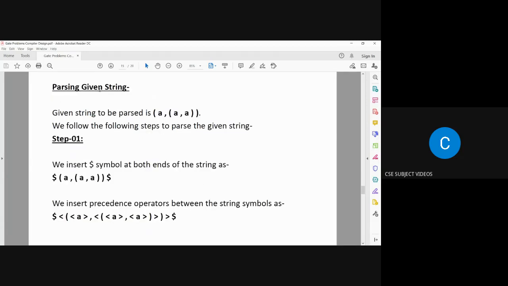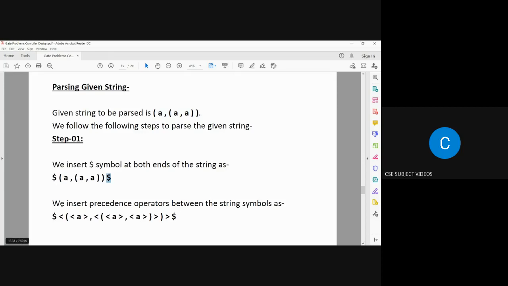So parsing the given string: open bracket A comma open bracket A comma A close bracket. With this input string we are going to parse. We follow the following steps to parse the given string. Step number 1, we insert the dollar symbol at both ends. At the beginning of the input we have to insert a dollar symbol, and at the end of the input we have to insert the dollar symbol.